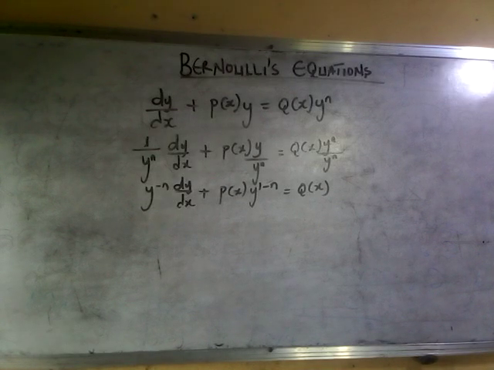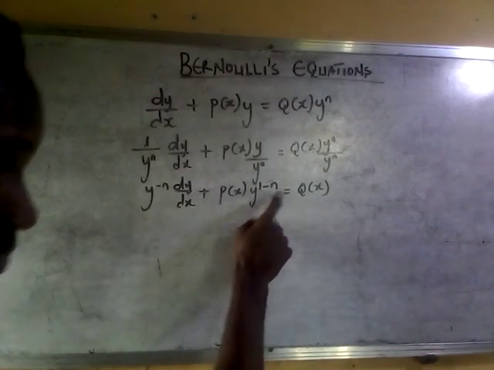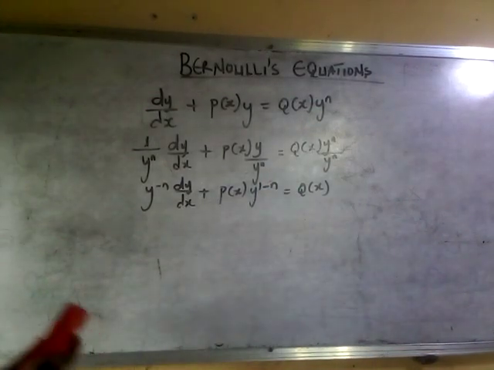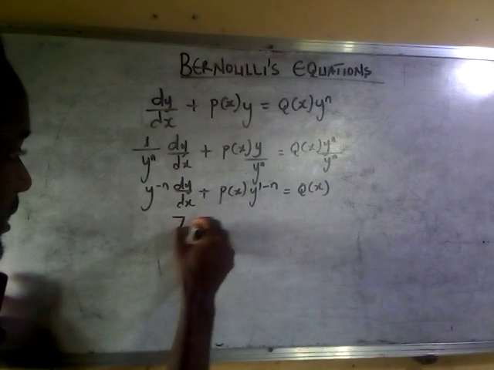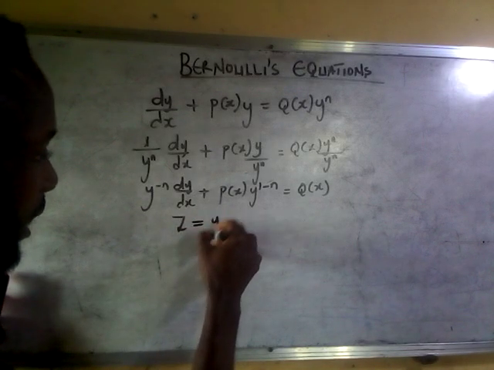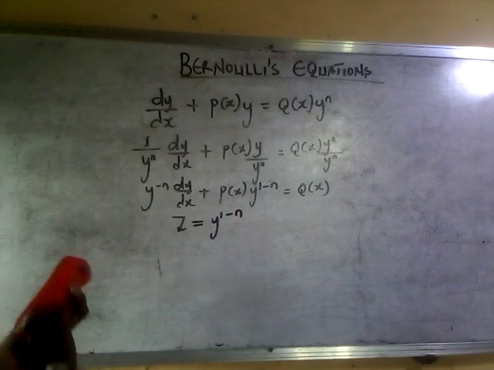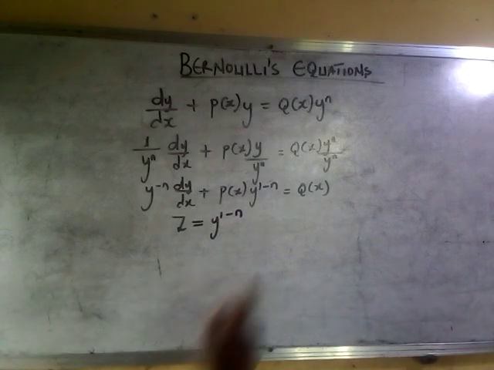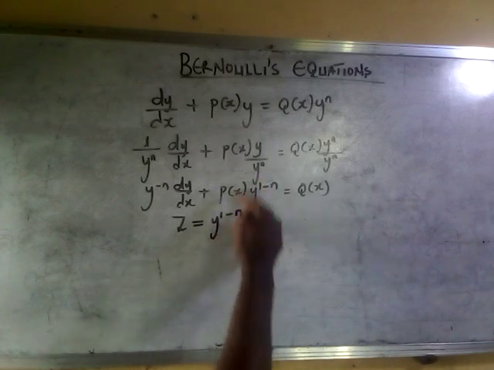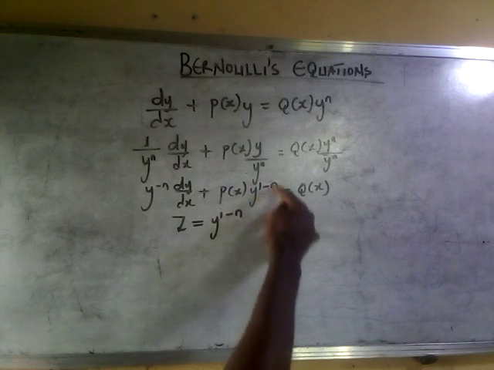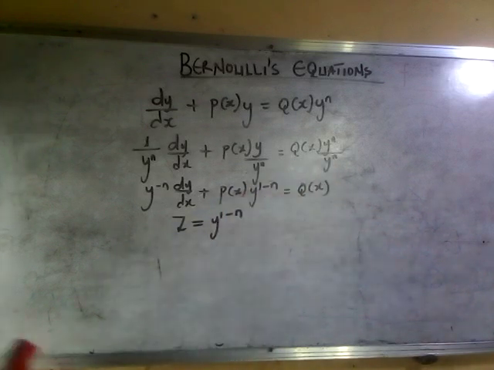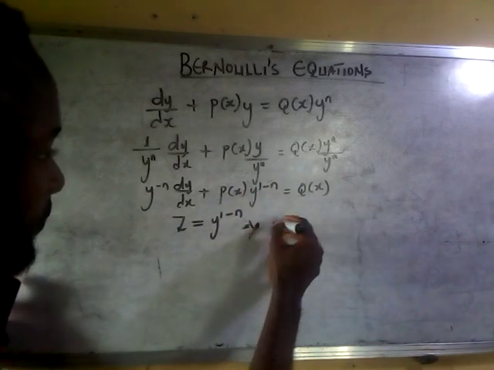Now when we are done with that, the second step is to bring down the power. You will say that z is equal to y^(1 minus n). The only one that you always take to be equal to z is only this one that is here. We are trying to make this the subject. Now let's differentiate this.